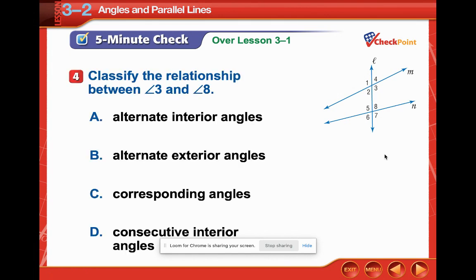Number four. Classify the relationship between angle 3 and angle 8. All right, so angle 3 and angle 8 are not alternate interior angles, okay? But I'm going to actually stop talking for about 5 to 10 seconds so you guys can get a chance to try and solve this one on your own.